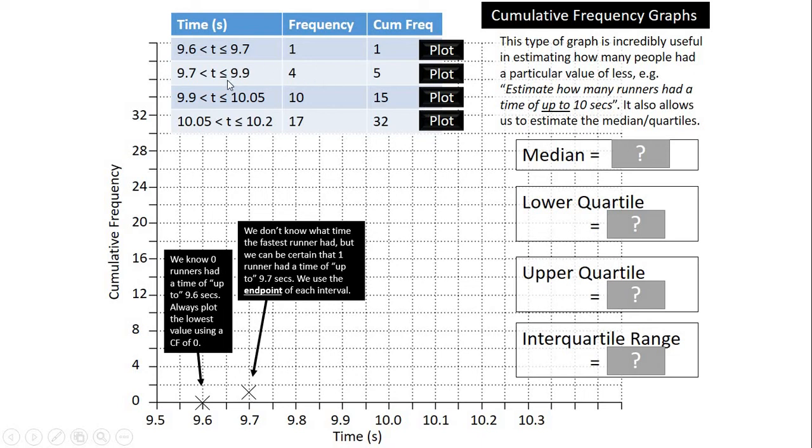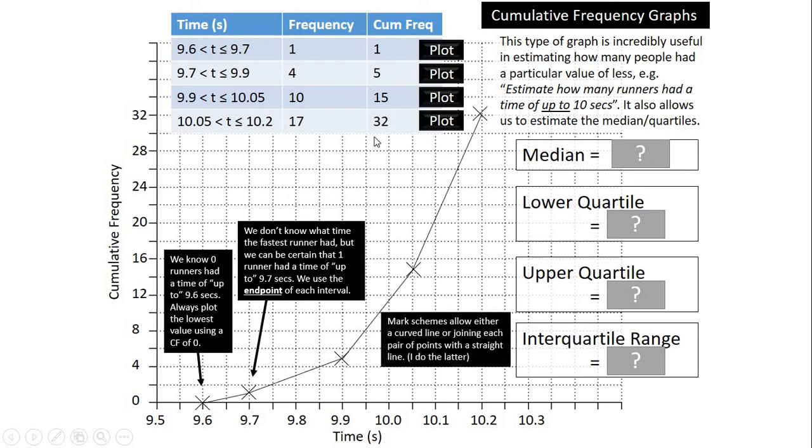For the next one then, at 9.9 we will plot a cumulative frequency of 5. So that's here. At 10.05 we will plot a cumulative frequency of 15, that is here. And at 10.2 we will plot a cumulative frequency of 32. Now mark schemes allow either a curved line or joining each pair of points with a straight line. As you can see, Dr. Frost prefers the straight line. I generally use a curved line. It is entirely up to you.